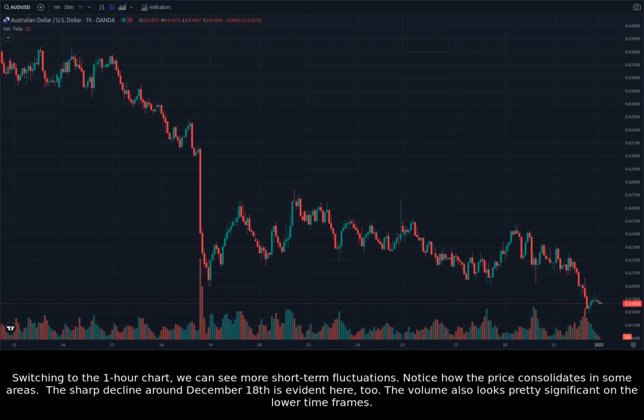Switching to the 1-hour chart, we can see more short-term fluctuations. Notice how the price consolidates in some areas. The sharp decline around December 18th is evident here, too. The volume also looks pretty significant on the lower time frames.